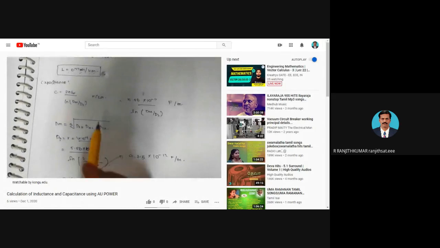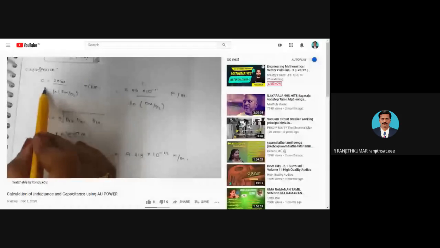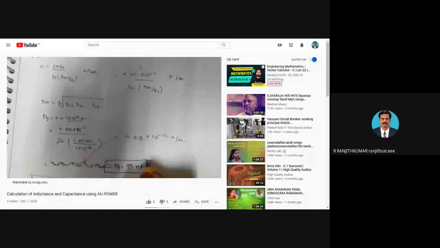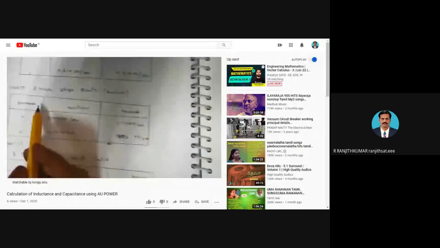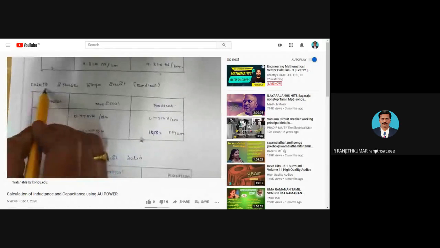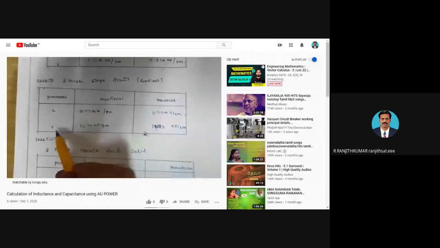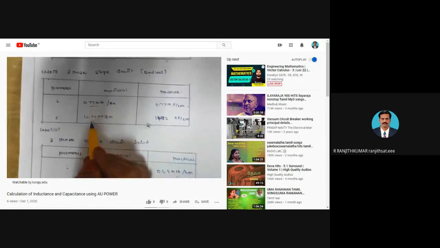Similarly, epsilon naught, so you will be having 14.77 nanofarad per kilometer. So after calculating, as usual, you have to enter it in the tabular column here. Case 2, 3-phase single circuit bundled conductor, LNC. So the theoretical value is 0.77 and 14.7.